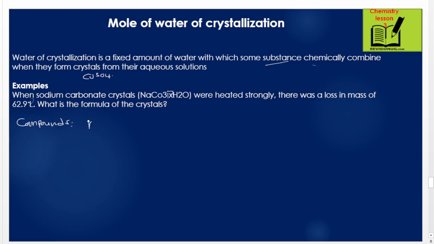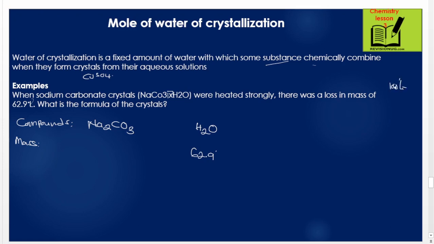One, we have sodium carbonate, and another one is water. Then after writing that, we write the masses given in terms of percentages or in terms of grams. Here it is given in terms of percentages. They are saying that 62.9% was lost. If it was lost, what was that? That was the water which was lost. Therefore, this 62.9% comes here.